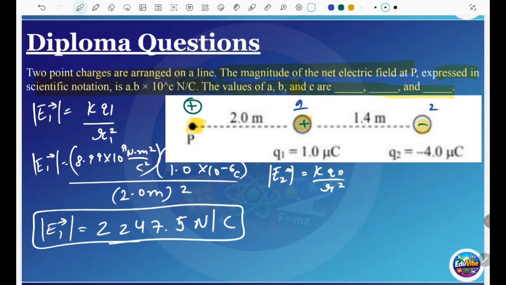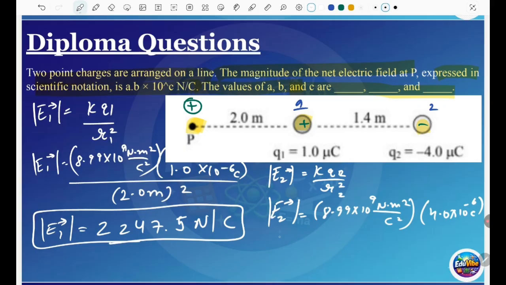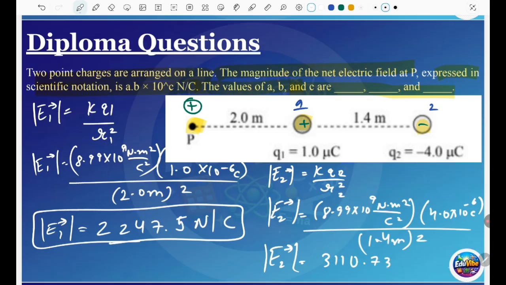E2 equals kq2 upon r square, so this is 2 now. E2 is 8.9 times 10 to the power 9 Newton meter square per coulomb square, times 4.0 times 10 to the power minus 6 coulombs, divided by 1.4 meter square. When you find this, you get E2 about 3110.73 Newton per coulomb. So those are the two things we have to find.